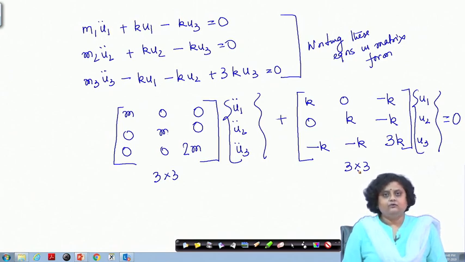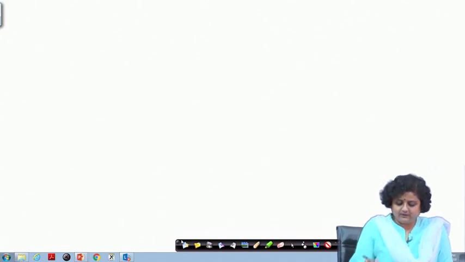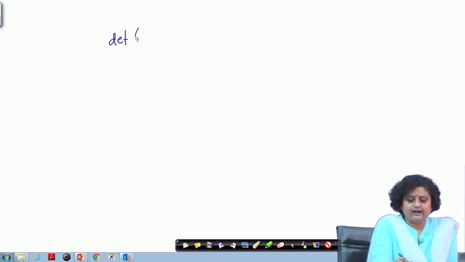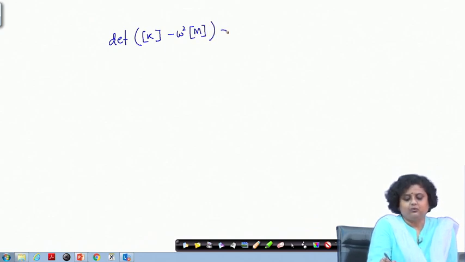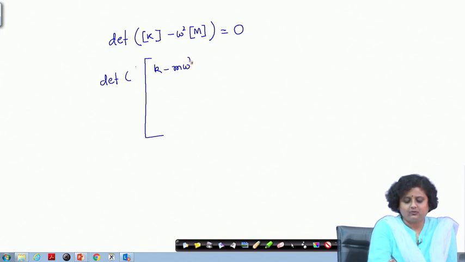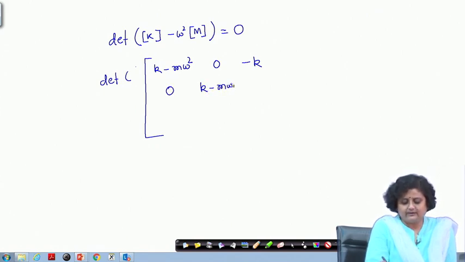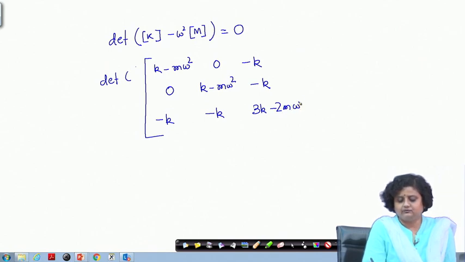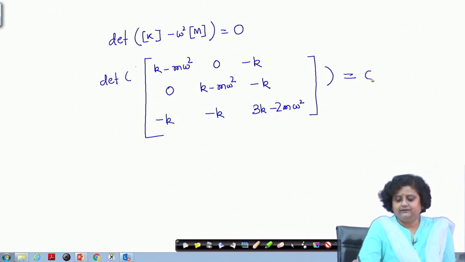So, now let us try to solve for the natural frequencies first, and then we will move into mode shapes. To find out the natural frequencies, as we have done earlier, we have to equate the determinant of the matrix k minus omega square m equal to 0. If I write it in expanded form, I will have this matrix as k minus m omega square, 0, minus k; then 0, k minus m omega square, minus k; then minus k, minus k, 3k minus 2m omega square, and the determinant of that is equated to 0.